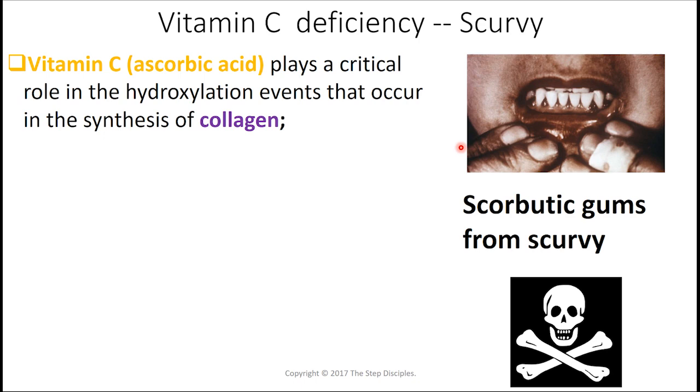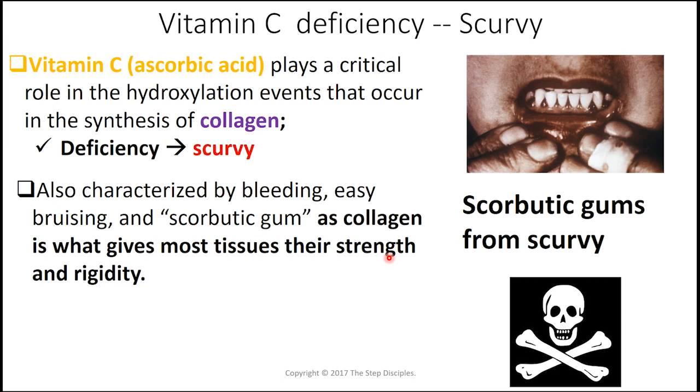And well, if you don't have vitamin C, you won't get the hydroxylation events. If you don't have the hydroxylation events, you can't form the crosslinks. You get scurvy. Scurvy is characterized by bleeding, easy bruising, and scorbutic gums, if you would, because collagen is what gives most tissues their strength and rigidity. And so, what surrounds blood vessels? What's the structure of blood vessels? Actually, let's pause on that. I'm going to get to that next slide. What are the other things that you might be able to associate with this? If you don't have collagen, what's bone made out of, right? Collagen. There's a lot of collagen. And so you can imagine they will also have weak bones and may have bowed legs as well in this scurvy condition.